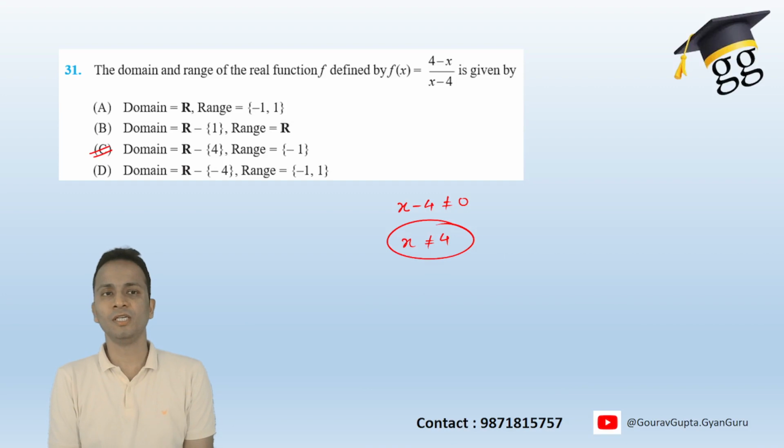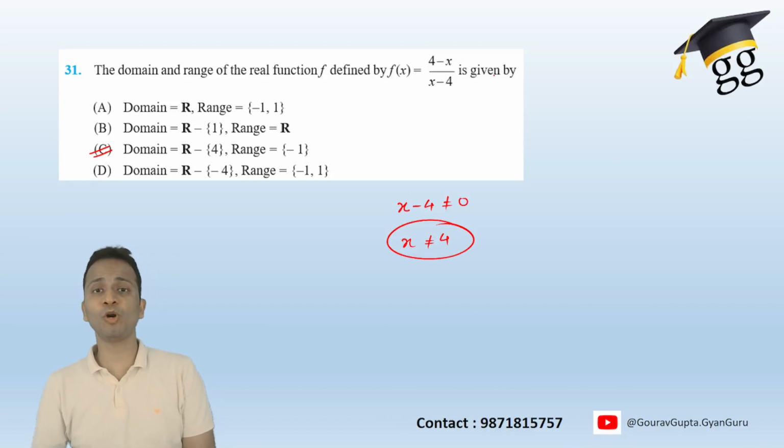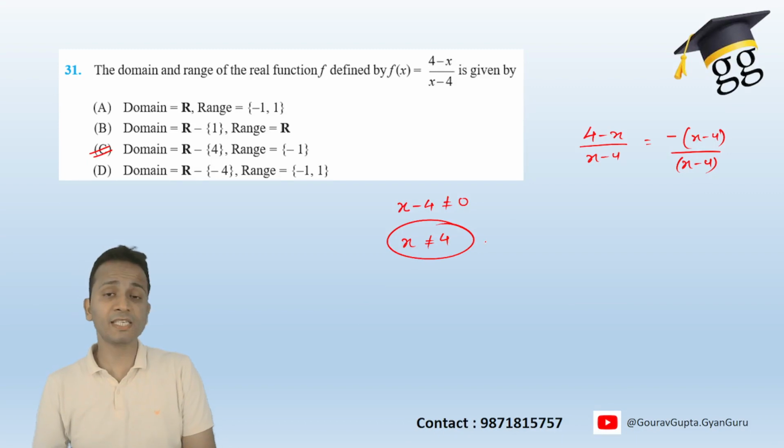Only one option. So actually you don't have to find out the range of this function. Range calculate करने की जरूरत नहीं है, domain से ही answer पता लग गया, right? But still if you want to calculate the range, so you can write this function as 4 minus x upon x minus 4. You can take negative sign common from the numerator. X minus 4 upon x minus 4. So if x is not equal to 4, you can cancel x minus 4 from numerator and denominator and you will get minus 1.